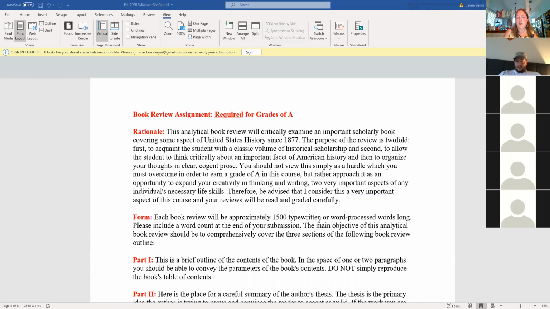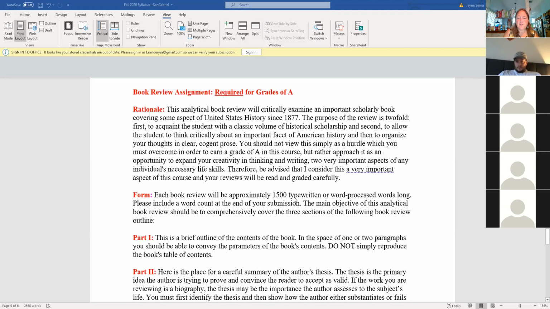I won't read all of this word for word because that's not very fun. But you pick a history book that has something to do with the United States. Please, the United States. I don't know what's wrong with you people, but you all want to read a book about Hitler. No, you cannot read a book about Hitler. He's not from the United States. You cannot blame us for Hitler, okay? But it has to do with US history in some way.